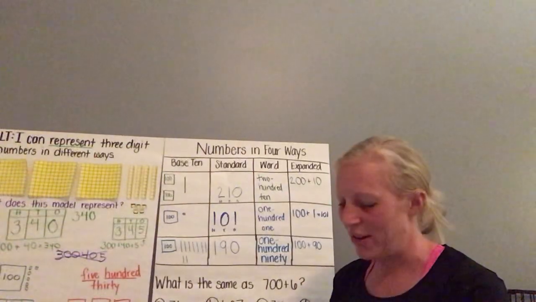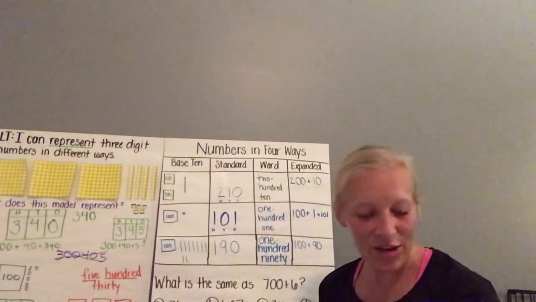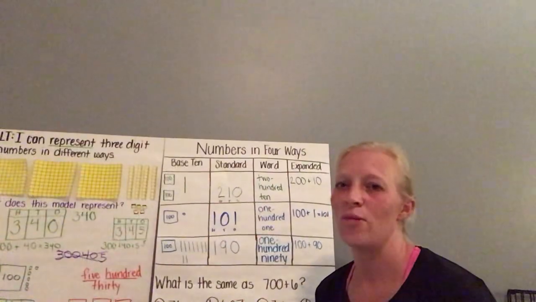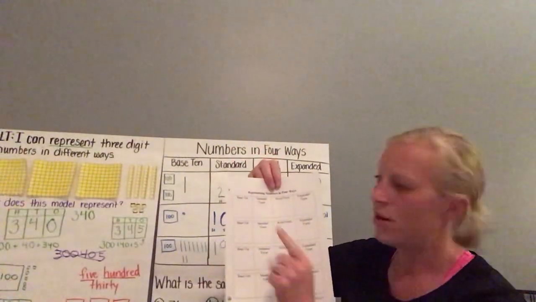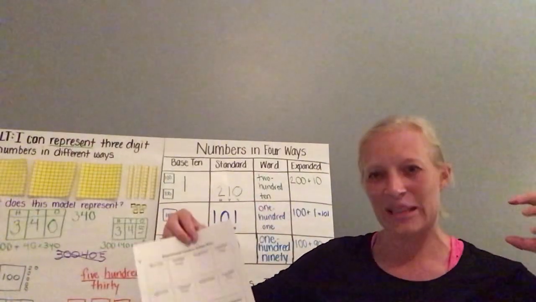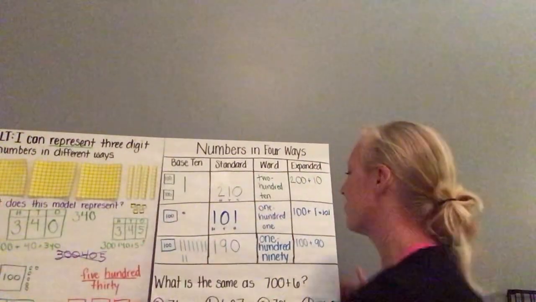All right, are you ready for this exit ticket? And once you know your exit ticket, you may go off and you may play this game all on your own. Remember, you're going to turn at least 4 cards over. You're going to draw it, write it out in the word form, and expand it or stretch it out.